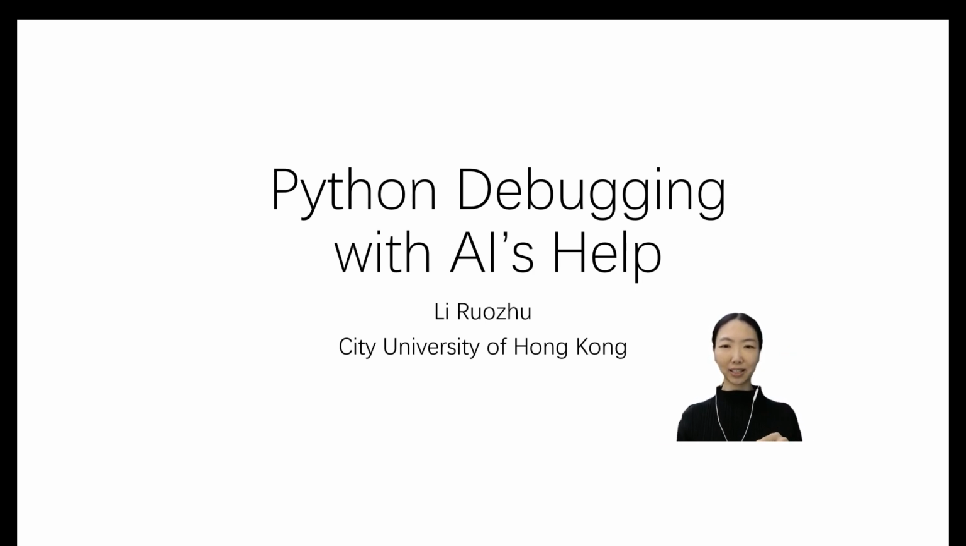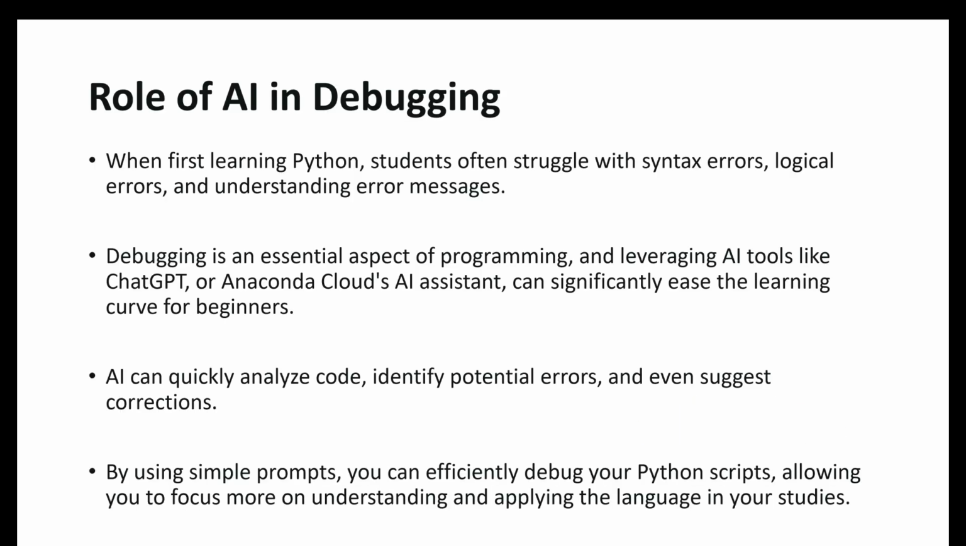This mini course is about using an AI assistant to help us with debugging when we are just starting the learning process of Python. Okay, now let's get started. For beginners, understanding debugging is essential for learning how to identify and fix errors, improving both the quality and reliability of your code. Debugging not only helps in correcting errors, but also deepens your understanding of how Python works and improves your problem-solving skills.